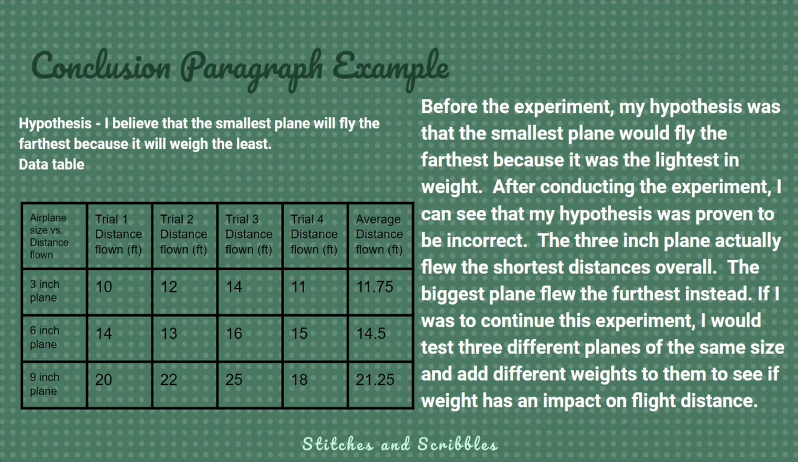So in this paragraph, I restated my hypothesis right there at the beginning. I explained whether or not my hypothesis was correct or incorrect, gave a little bit of an explanation as to why, and then explained what I would do if I was going to continue this experiment. So in this case, because my prediction regarding weight was the part that was incorrect, I could run the experiment again, testing weight as a variable instead of size.